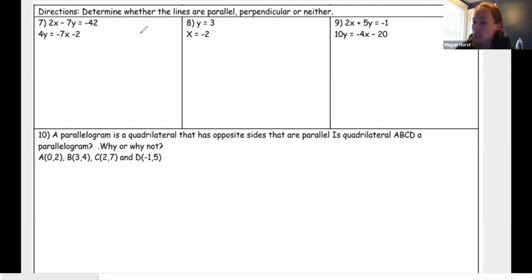We didn't have a chance to finish this up last class, so I just want to make sure we understand what's going on with this type of problem. And then after this, you'll complete your Delta Math assignment.